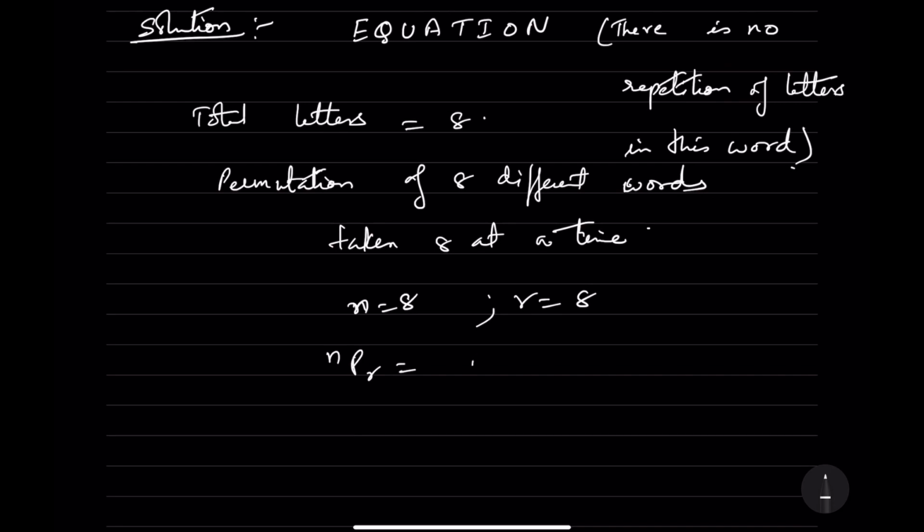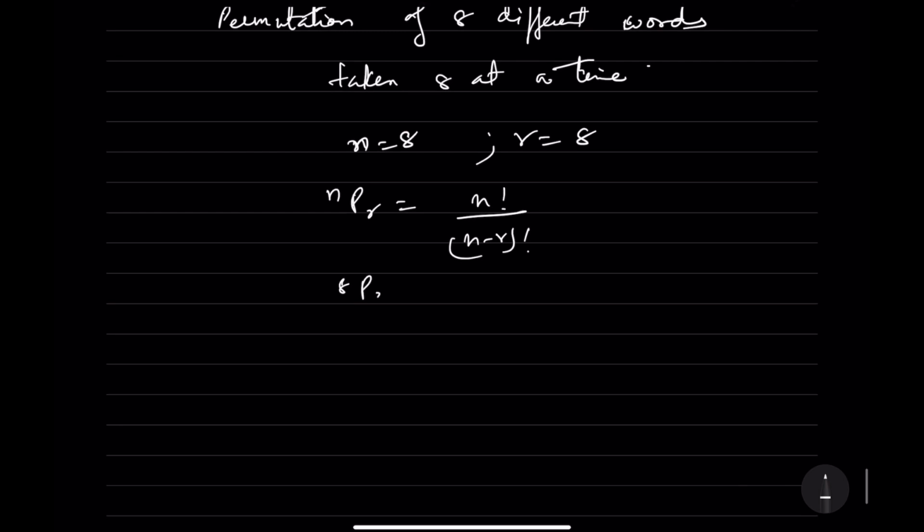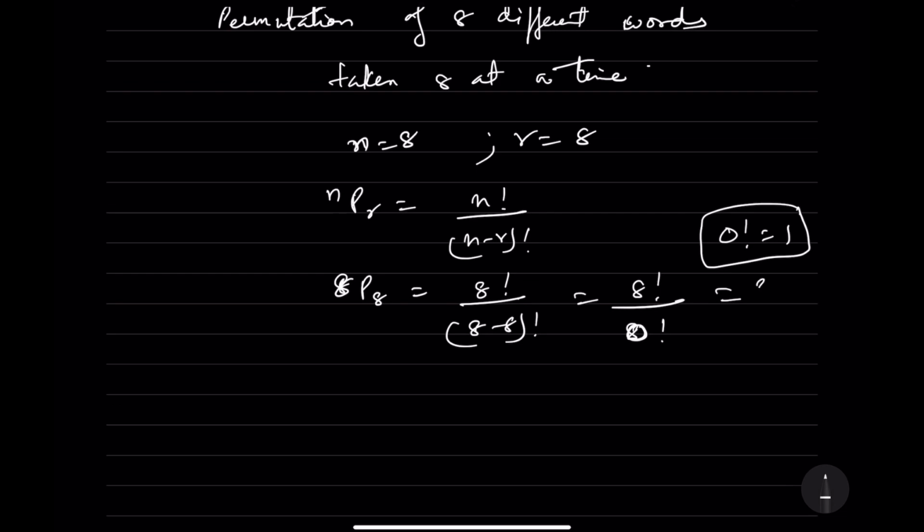You can see. So now here what is it? nPr formula is equal to n factorial divided by (n minus r) factorial, which is 8P8 can be written as 8 factorial by (8 minus 8) factorial, which is equal to 8 factorial by 0 factorial, which is equal to, 0 factorial is equal to 1. So therefore 8 factorial is equal to 1 into 2 into 3 into 4 into 5 into 6 into 7 into 8.